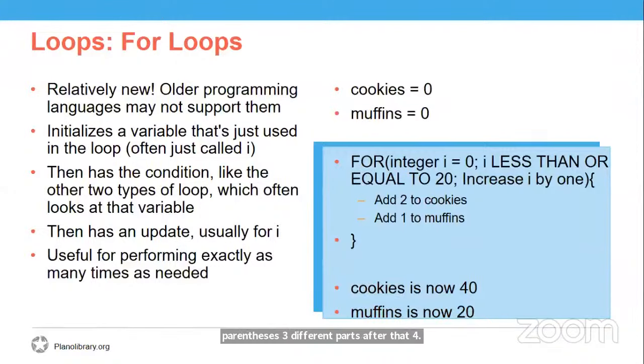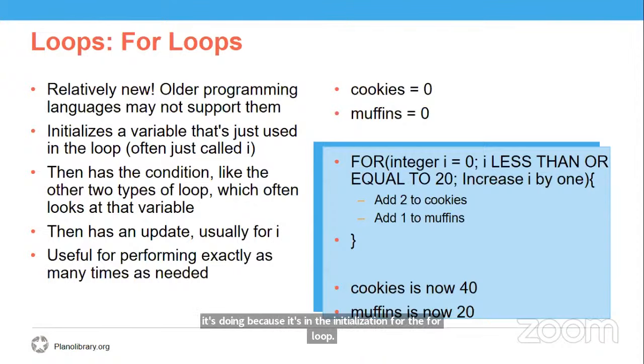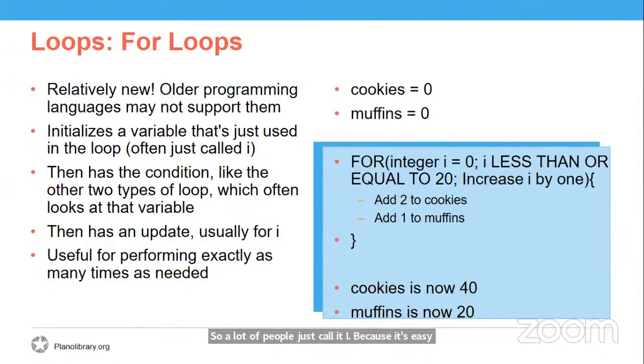The first part makes or initializes a variable. This is like the one time where you don't need to be terribly descriptive with your variable name because it only works inside the for loop. And so it's only going to need to be accessed in this very small piece of code. And you know exactly what it's doing because it's in the initialization for the for loop. So a lot of people just call it i because it's easy to type. So we have that variable. Then it has a condition like the other loops. Usually the for loop condition involves the variable that was just initialized.